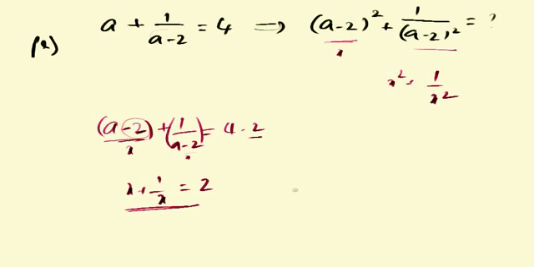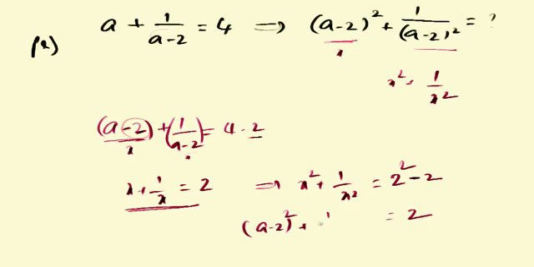If x + 1/x is 2, then what will be x² + 1/x²? Just now we have seen this simple term. It will be 2 squared, we need to square it, and just subtract 2. If x + 1/x is n, then x² + 1/x² is n² − 2. So 4 − 2 is nothing but 2. So (a − 2)² + 1/(a − 2)² is nothing but 2. This is how we get the answer.